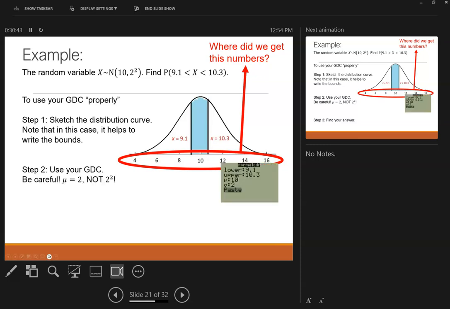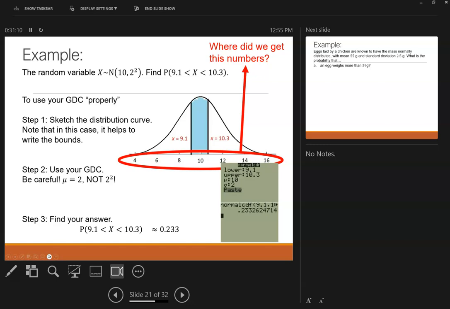So I enter into my calculator: lower, upper, mean, standard deviation. I have to make sure I enter the mean and standard deviation correctly. A common mistake is students putting in 2 squared for the standard deviation instead of 2. When we describe the normal distribution, it's mean and then variance, so make sure you take the square root of that number to get the standard deviation when typing in your calculator. Anyways, I punch that through and I get about 0.233. No big deal though, right?